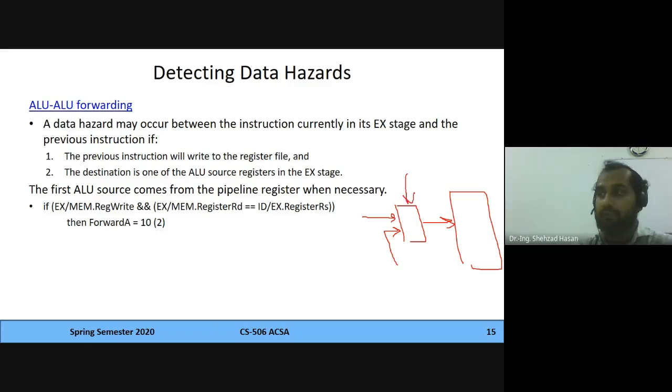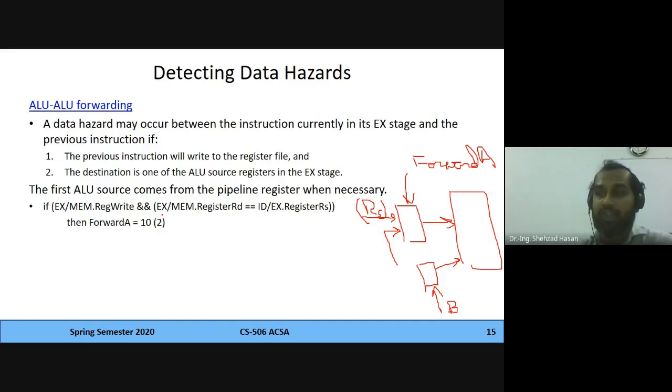So for that we have a signal which we are going to call forward A. So we have this signal as forward A, and the second multiplexer will have its own signal which we are going to call forward B. Okay, so we are currently talking about forward A, and we have these two inputs. Normally that was the content of RS coming from the register file. But now we have another input which is coming from EXMEM. And we are going to decide when we are going to use this content from EXMEM to the ALU.